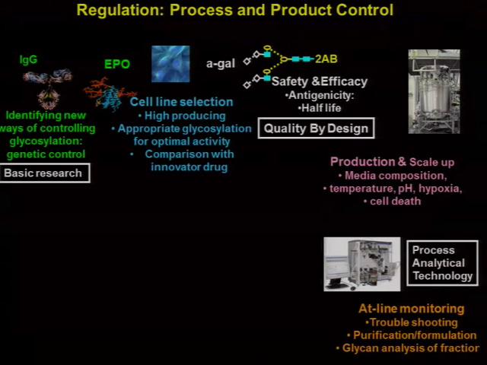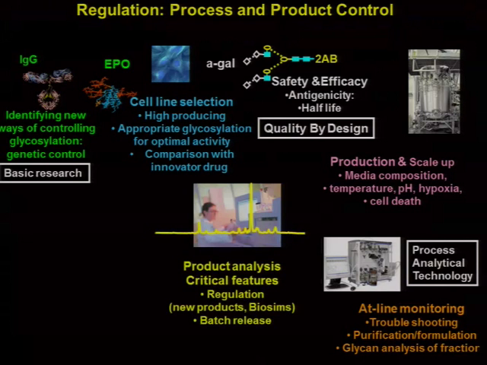And you need to be able to do the analytics at the purification and formulation step. And sometimes you need to be able to analyze fractions in downstream processing. So, for example, 60% of erythropoietin is thrown away at the downstream processing stage because it has the wrong glycosylation. So you need all kinds of reasons to have glycan analysis at this point.